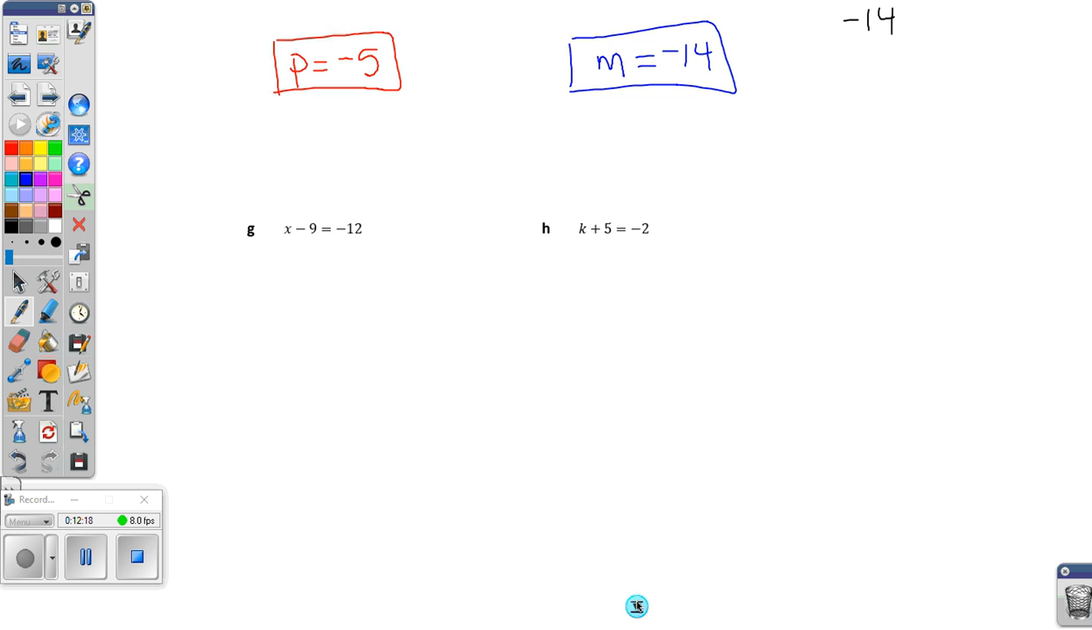So question G, we have x minus 9 is equal to negative 12. All right, so the inverse operation of subtracting 9 is adding 9. So I'm going to add 9 here. So negative 9 plus 9, that's 0. So I'm going to add 9 over here to maintain that equality.